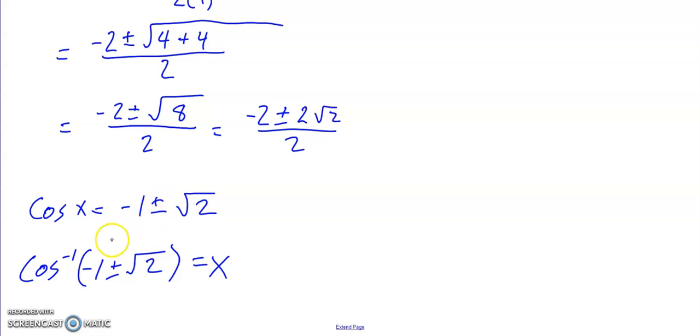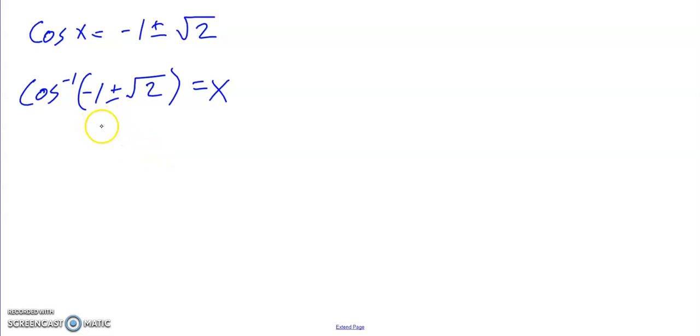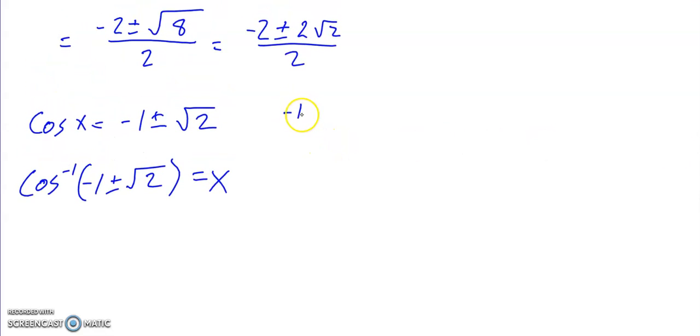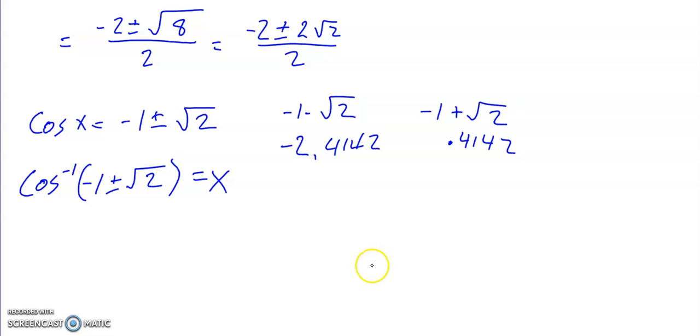Let's put this into a calculator. -1 minus radical 2 gives me -2.4142, and -1 plus radical 2 gives me 0.4142.